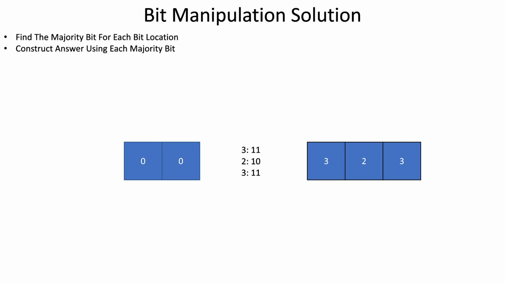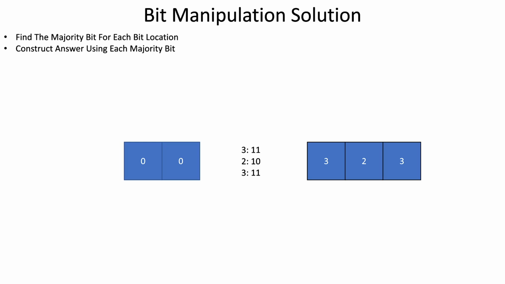Let's first look at the bit manipulation solution. We know that if we just count the bits, the bit that appears the most times for each number, then we can construct the answer using the most frequent bit. We first look at the 0th index, check which bit is the most frequent. Then we look at the first index, check which bit is most frequent, and we continue like that until we have checked all the indices, and while we find the most frequent bit, we construct our answer.